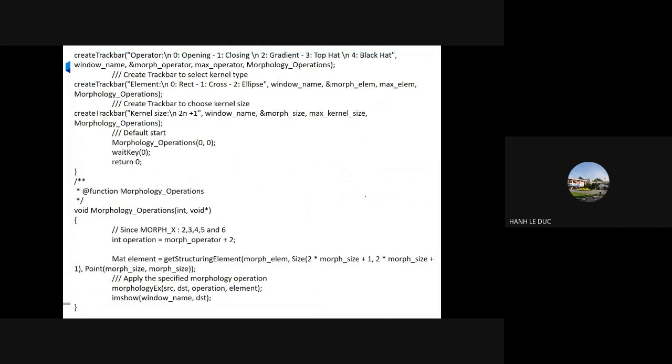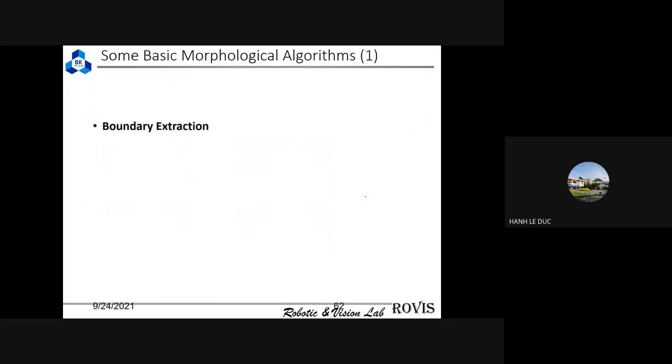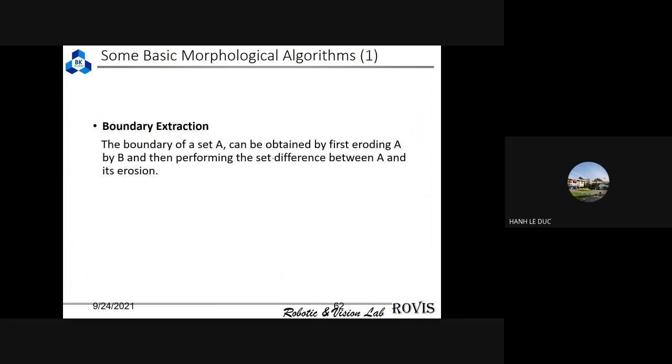And this is another example. Just use the morphology function, right? Okay. And then, as I said before, you can apply or combine the algorithms to form another algorithm we call boundary extraction, like this.